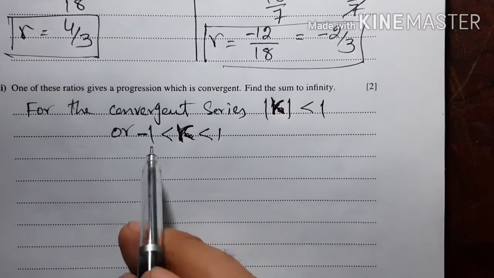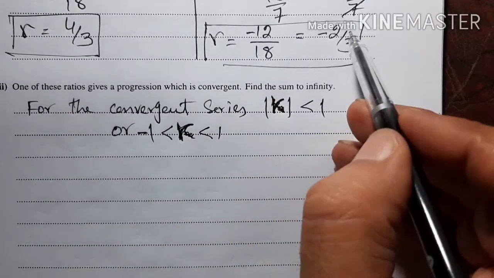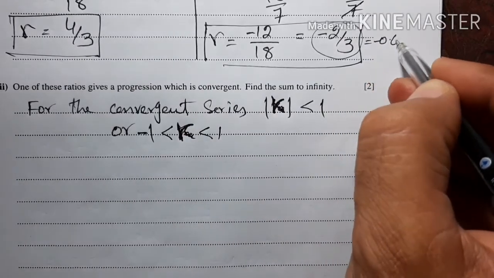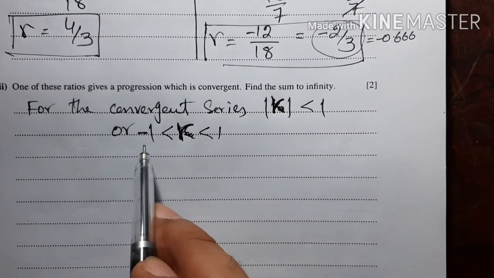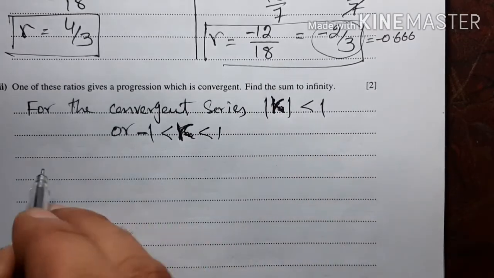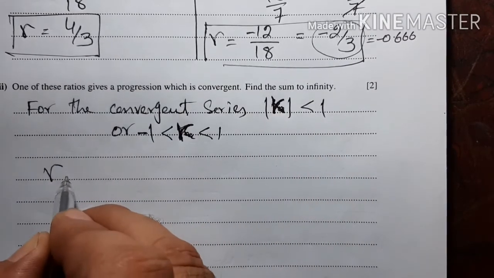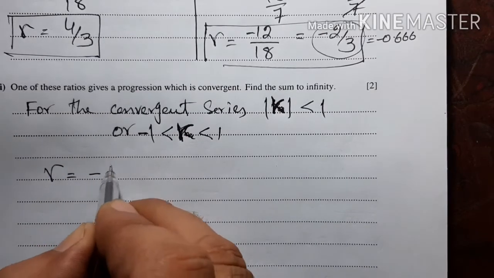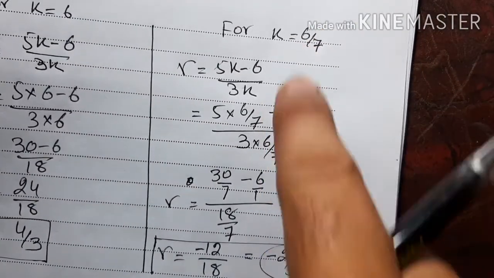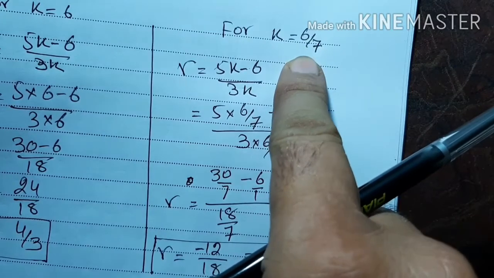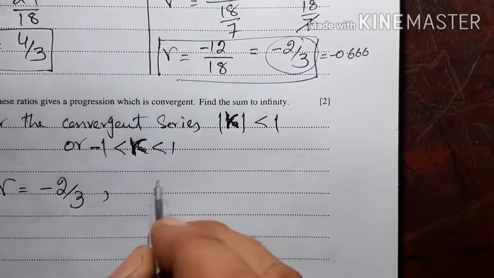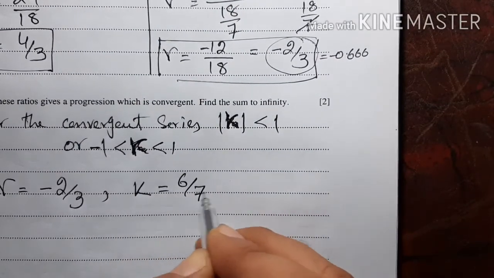If we see that this value is lying between 1 and minus 1, because this is minus 0.66, which is less than 1 but greater than minus 1. So this is our required R's value. So I'll use R is equal to minus 2 by 3. This will give me the convergence. So I'll use the respective k's value, which gave me minus 2 by 3, k equal to 6 by 7.